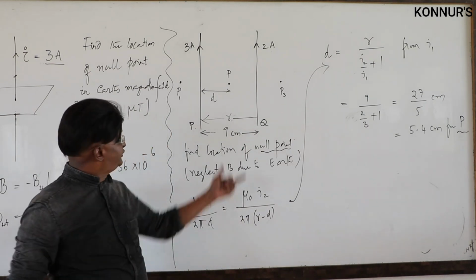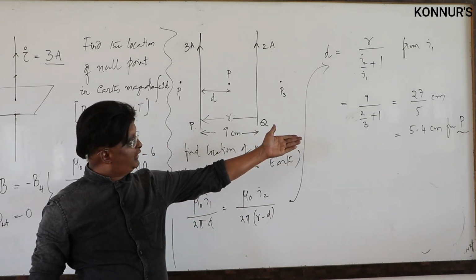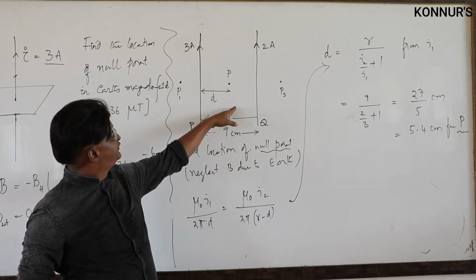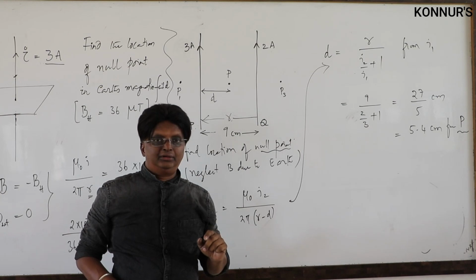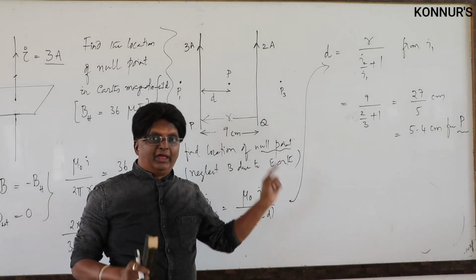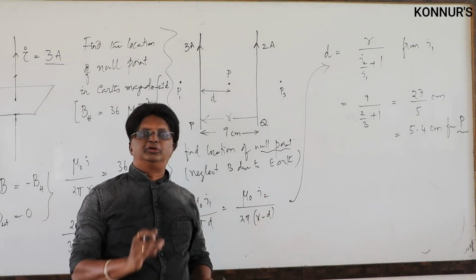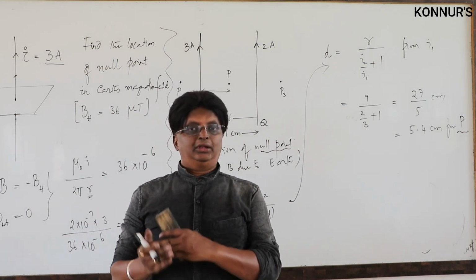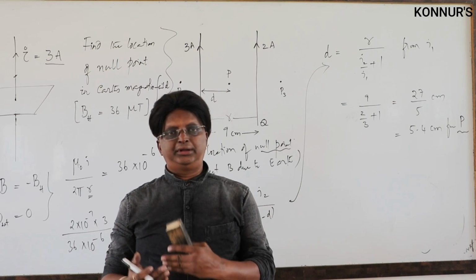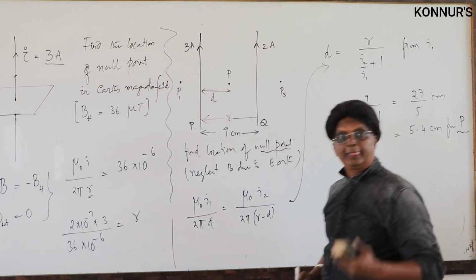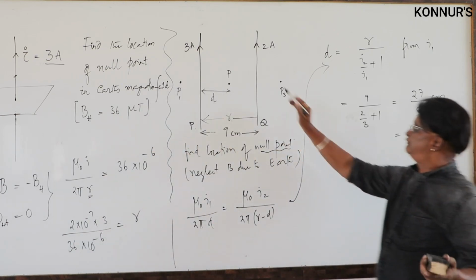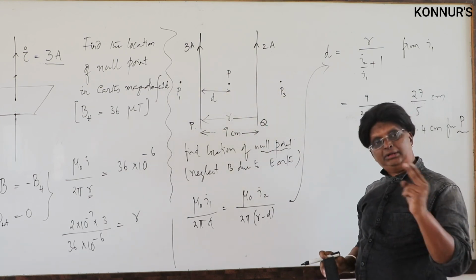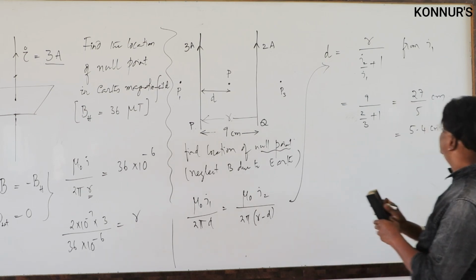Now what do you find? The total distance is 9 cm and the distance from P is 5.4 cm. Therefore the distance from the 3 ampere conductor is more and from Q it is less. So the rule is that the null point is always closer to the conductor which carries the smaller current. Larger current, more distance; smaller current, lesser distance. This is the case where both currents are in the same direction, either both upward or both downwards.